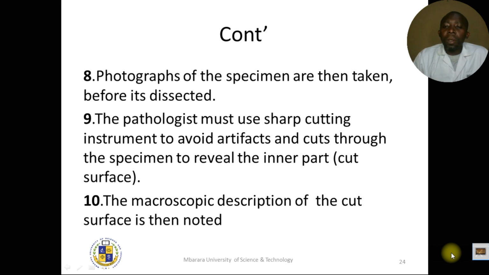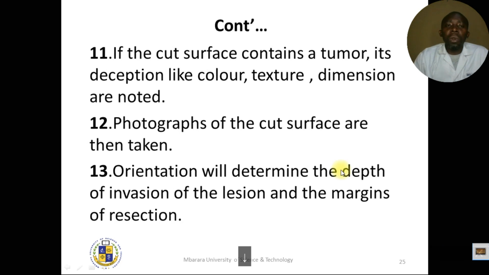So the macroscopic description of the cut surface is then noted, so we do not just cut, but we need to describe what we have seen. So if the cut surface contains a tumor, its description, like color, texture, and dimension, are noted. Whatever you have seen in the cut surface that is suspicious of being a tumor, you write it down. You describe if there is a change in color, if it is creamy, if it is white, or if you are seeing some necrotic part or caseous part, you describe whatever you have really identified.